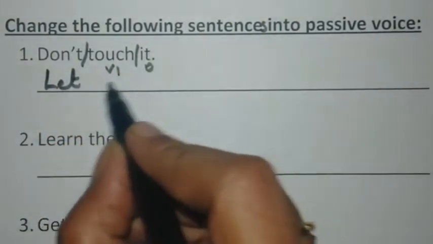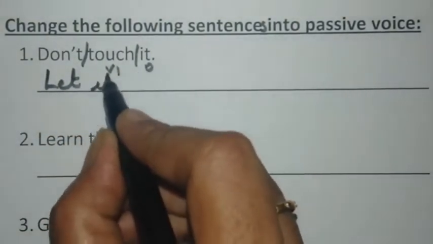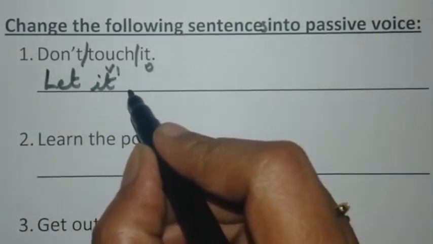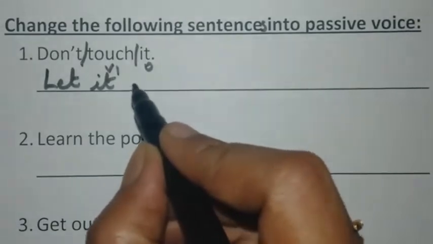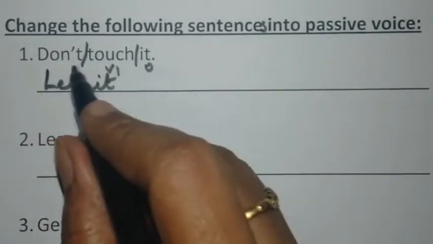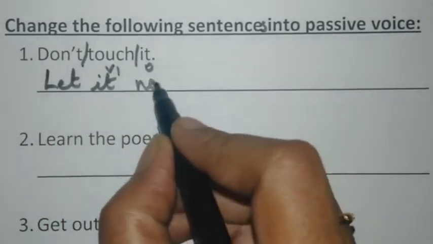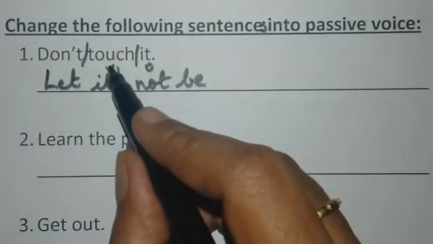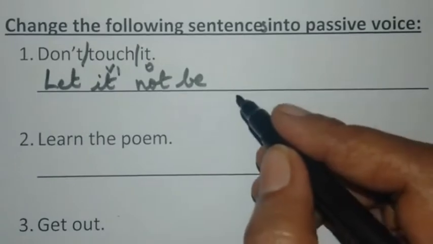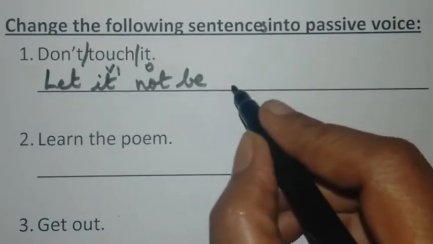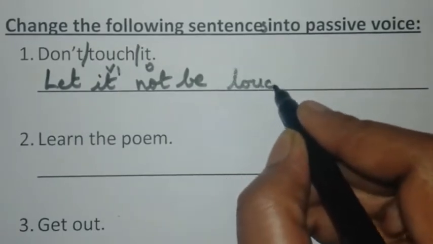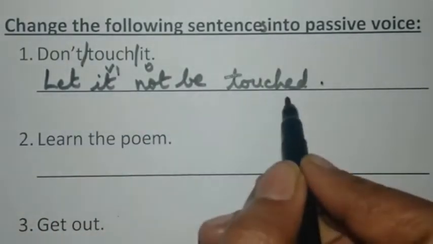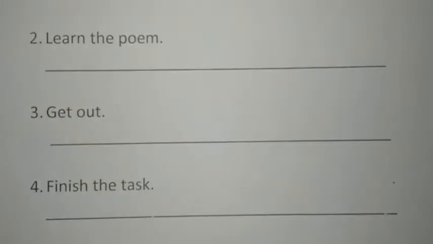Then what you have to write? Object. Object is what here? It. Then after that we have to use the odd means. If it is a positive, we'll write be. If it is a negative, we'll write not be. So it is a don't is given. So it's a negative. Not be we will write. Then we have to write the third form of verb. Verb is what here? V1 is touch. V2 is touched. V3 is also touched. Let it not be touched is the passive voice.